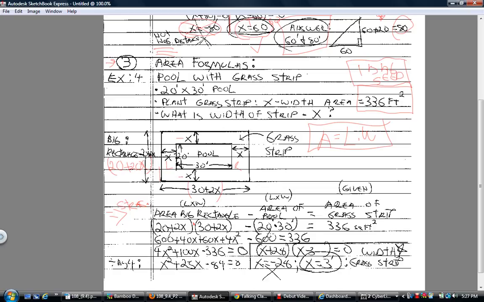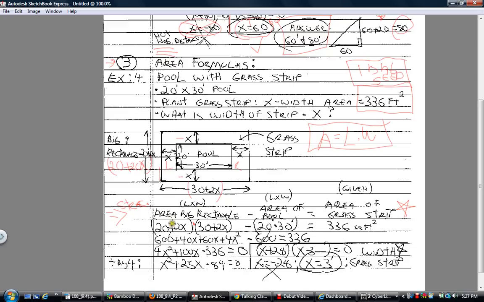So think of that as a stamp. If you had a big rectangle and you punched out that pool, you'd be left with what? The grass strip going around. And there's your strategy equation. The area of the big rectangle minus the area of the pool would be the area of the grass strip. Okay, once you've got that figured out, now you're on the way to plugging in.